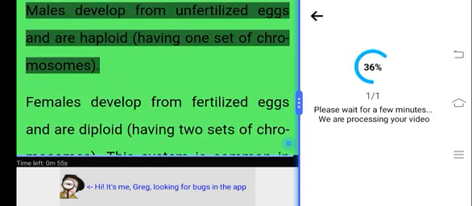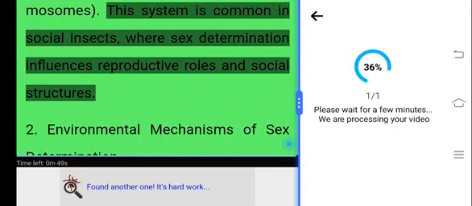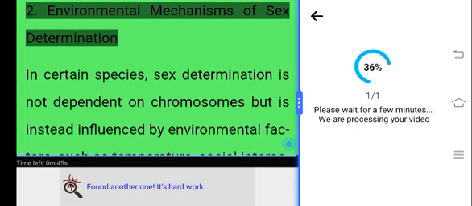Males develop from unfertilized eggs and are haploid, having one set of chromosomes. Females develop from fertilized eggs and are diploid, having two sets of chromosomes. This system is common in social insects, where sex determination influences reproductive roles and social structures. 2. Environmental mechanisms of sex determination.